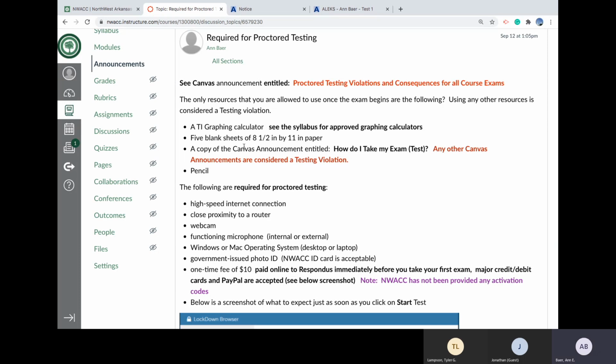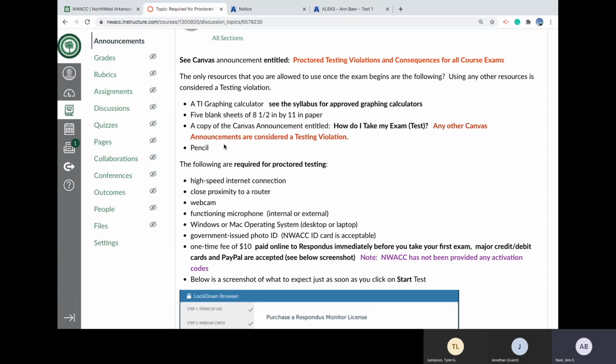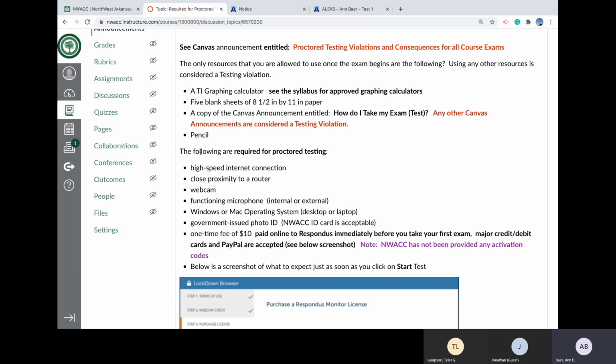Any other Canvas announcements are considered a testing violation. Pencil. I would encourage you to use pencil. That way you can make the most use of your space by erasing.